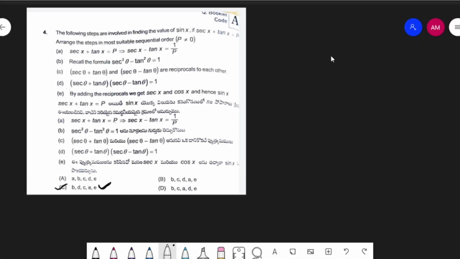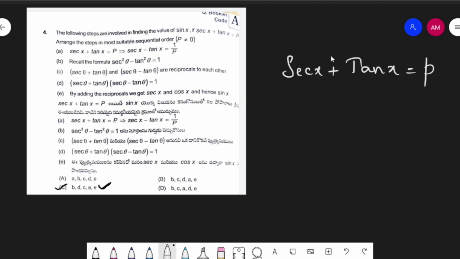The following steps are involved in finding the value of sin x if secant x plus tan x is equal to p. So this problem, secant x plus tan x is equal to p. They have given secant x plus tan x is equal to p, and we have to find sin x, and here they are asking us to arrange the steps in order to find sin x from secant x plus tan x is equal to p. We know how to solve it.